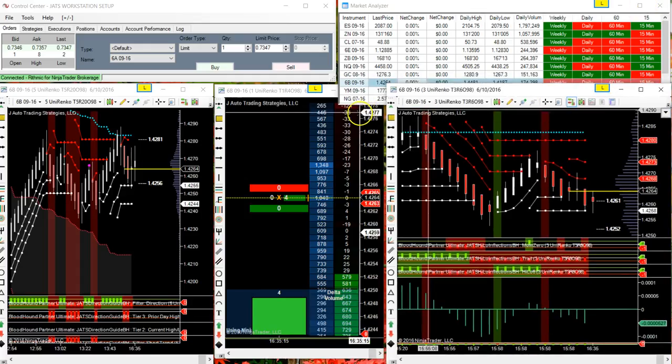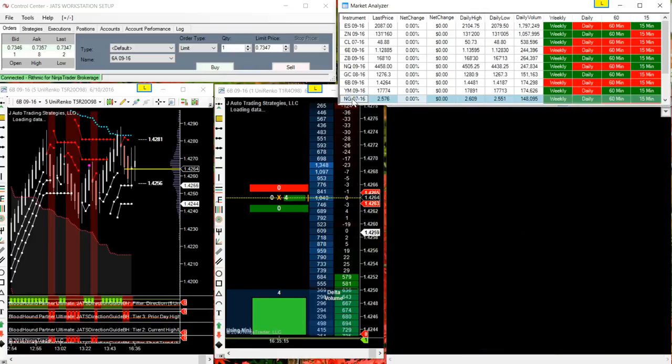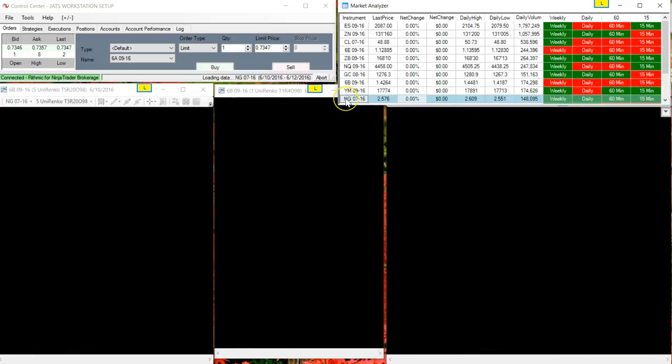And the same thing with the 6E. Nat gas is really taking off to the upside. We've had a June rally going in Nat gas. That might be something that you want to look at next week.